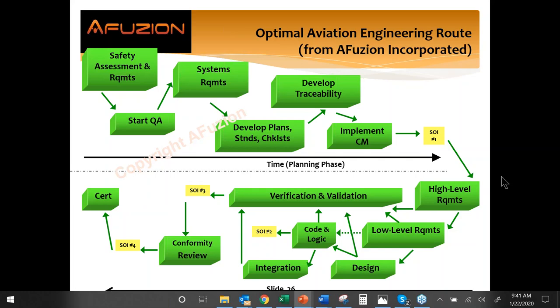Changes are the number one cause of defects. So changes are really important. With the change, we have to ensure, was everything updated? Does it conform? So SOI4, synonymous with the conformity review. After SOI4, we can go flight testing. Not before. We have to know, is it a safe flight? What are the mitigations for any open problem report?